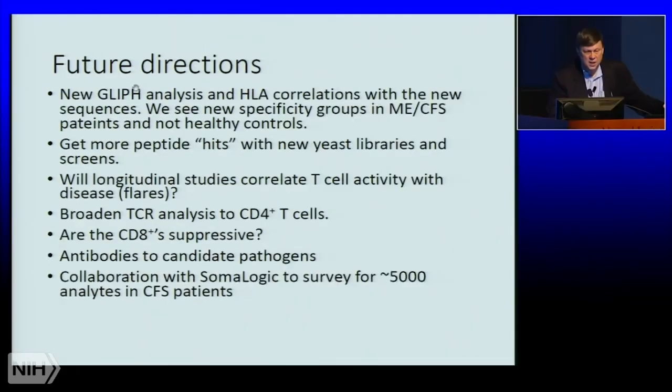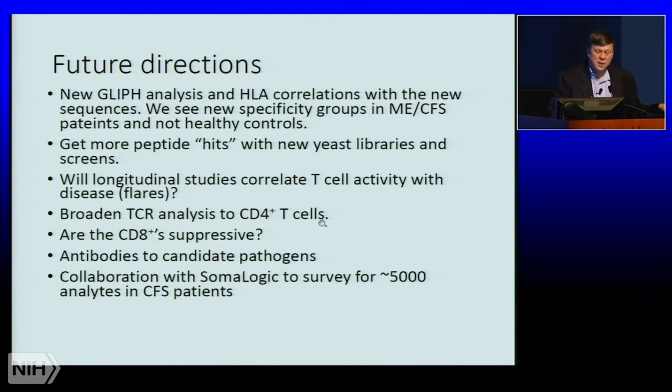So, future directions. As I say, we have now a whole new cohort and a whole new set of sequences to work with, and obviously to get more peptide hits, maybe more MHCs than just A2. Also, we're really interested in whether, with longitudinal studies, we can correlate some of these T cell activities with the ups and downs of people's clinical experience. And talking to you, Jared, in terms of how this might work.